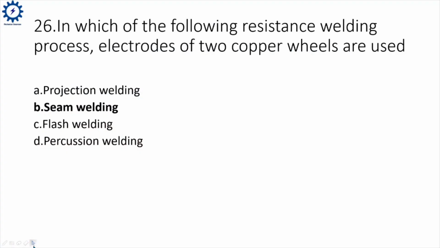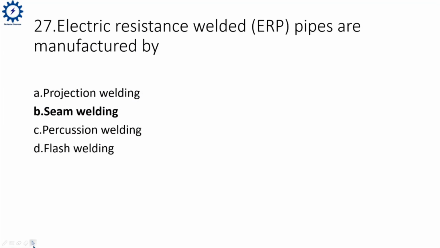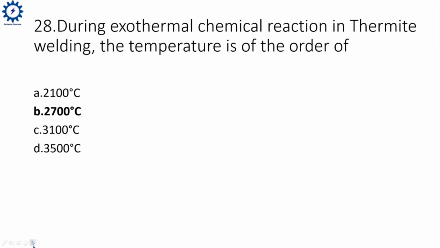In which of the following resistance welding process electrodes of two copper wheels are used? Correct answer, seam welding. Electric resistance welded ERW pipes are manufactured by seam welding. During exothermal chemical reaction in thermite welding, the temperature is of the order of 2700 degrees Celsius.